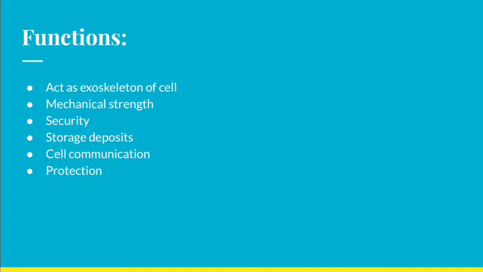Functions of cell wall. Cell wall acts as an exoskeleton of a cell. Cell wall provides mechanical strength. It provides security to cell and tissues. It provides storage deposits. It provides cell communication and different types of protection to cells.